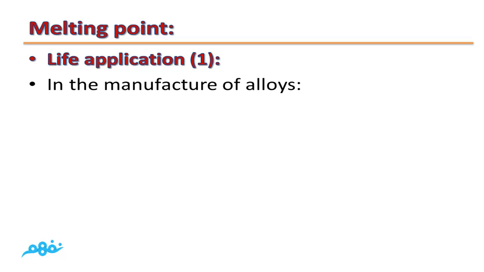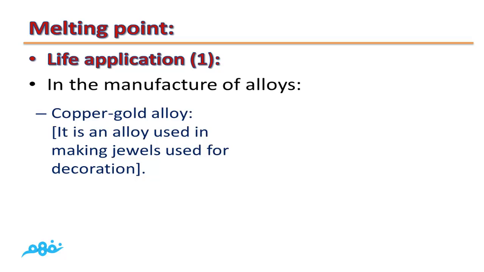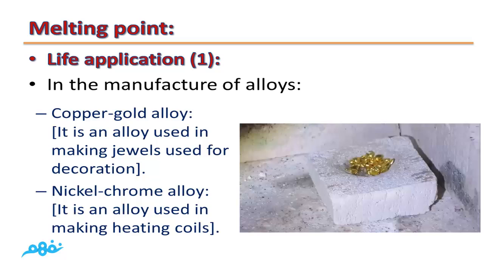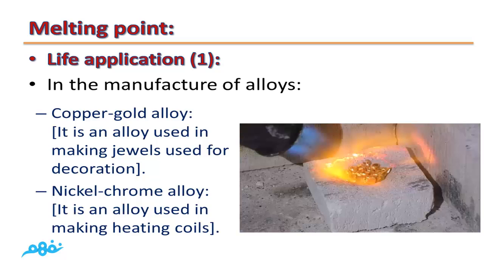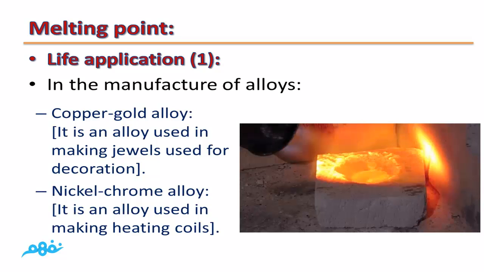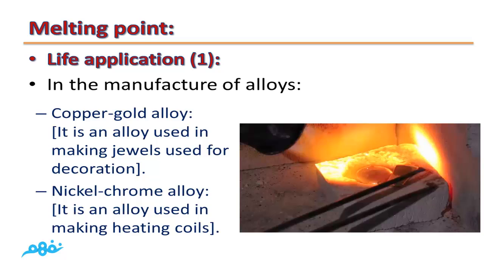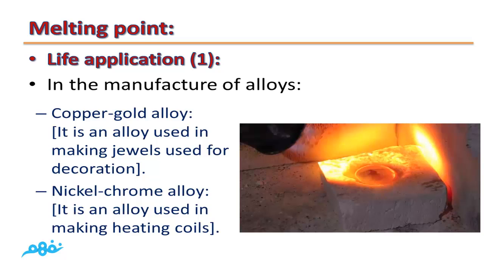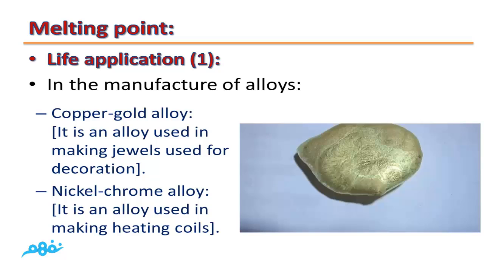Life application. We use melting point in the manufacture of alloy. We have three alloys in our syllabus. Gold copper alloy, which is made, as you can see from this video, from gold and copper. After melting gold and copper, they mix them together and they will leave them to cool down. They will form something called alloy, which is a mixture of two or more substances. In our case, it is a mixture of gold and copper.